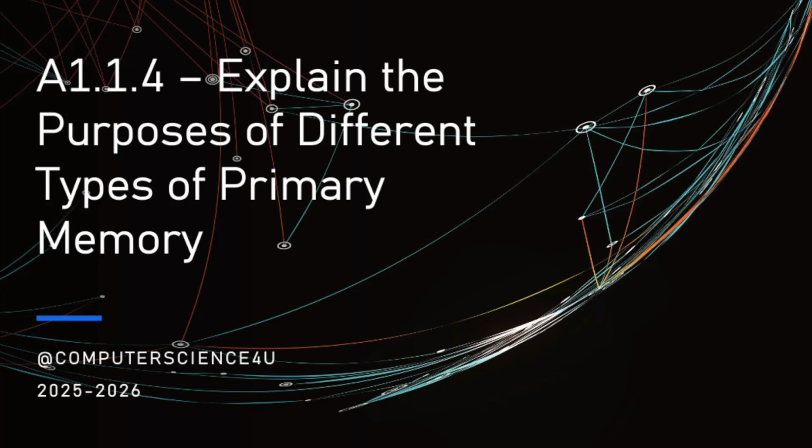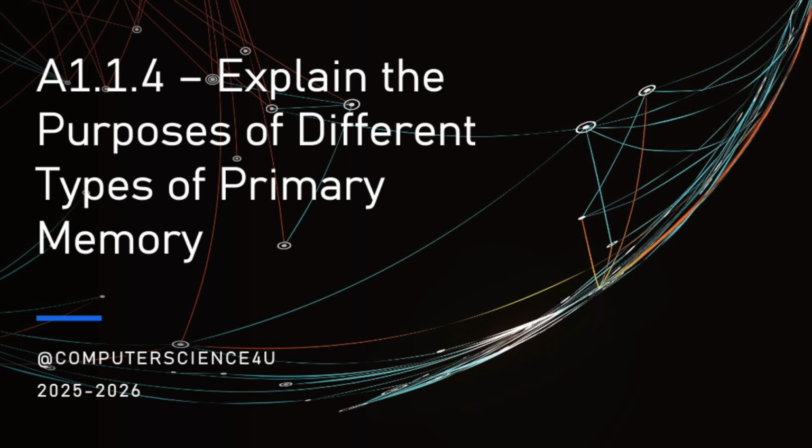Welcome back. In this lesson, we're going to be looking at the syllabus point A1.1.4, explaining the purposes of different types of memory. We're going to be looking at registers, cache, random access memory, and read-only memory. Now, primary memory serves as the central workspace for the CPU, often facilitating the storage and quick access of data and instructions which are still in active use. So the programs that you want to run are loaded into RAM.